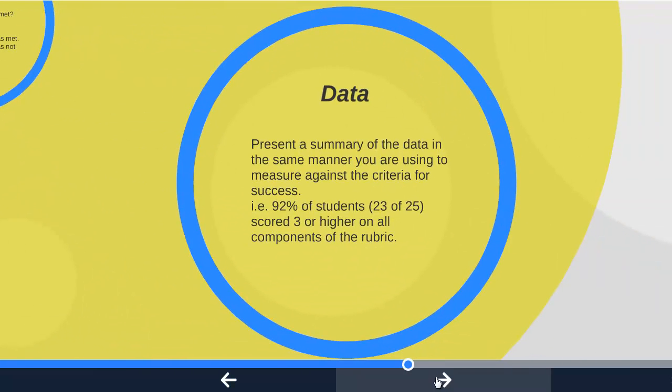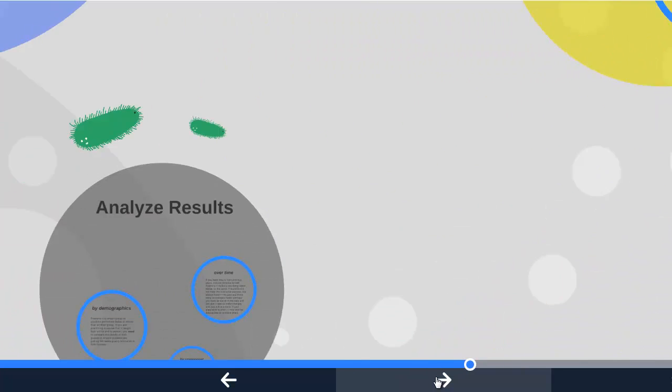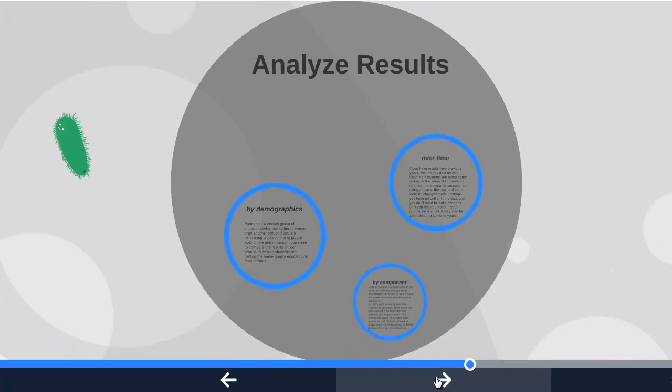Include along with that the data to support that decision. Present the summary of the data in the same manner you're using to measure against the criteria for success. As an example, 92% of students, 23 of 25, scored 3 or higher on all components of the rubric. Now that's a simple description of the results, but it's also useful to analyze the results a little bit deeper.